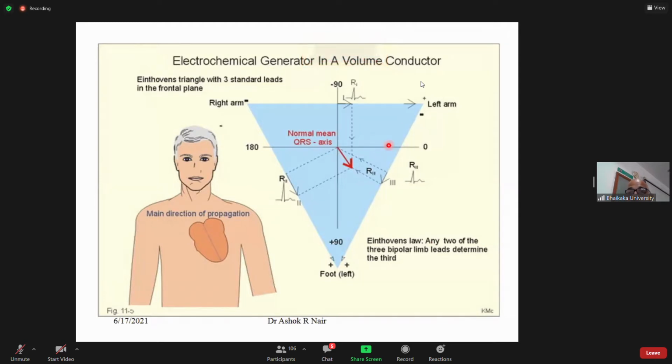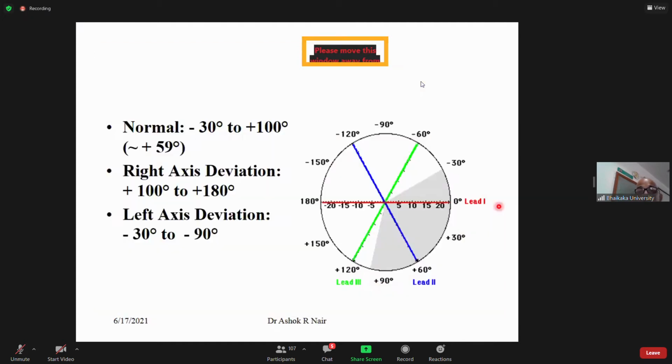It actually tells you about the mean electrical vector. If you remember the Einthoven triangle, I told you if you know the electrical events of any two leads, you can know the event of the third lead. The normal mean electrical axis ranges from minus 30 to plus 110 degree electrical axis.